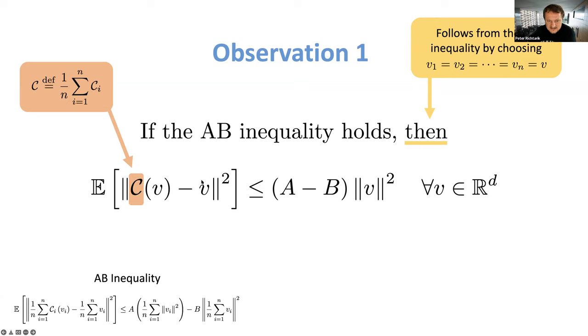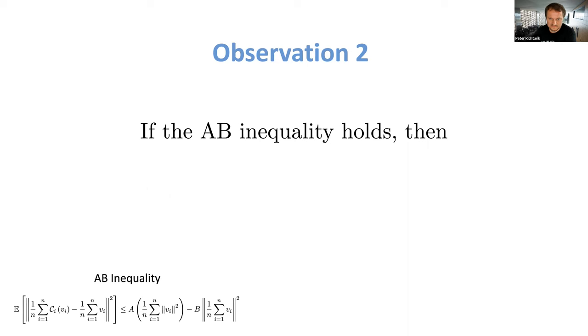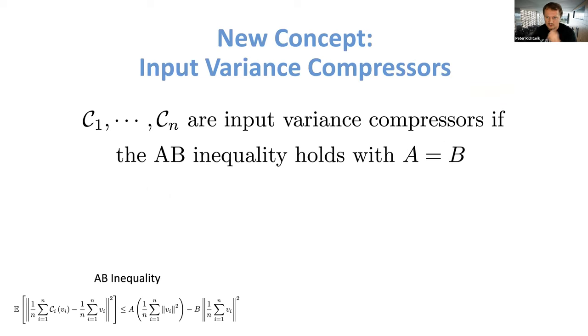And we get exactly zero variance when trying to estimate the average of identical vectors. But of course, when we run the algorithm, we're not going to be averaging identical vectors. These vectors would be different. But still, this is really the formalism behind the example with the permutation compressor. Okay, so because of this, we propose this notion of an input variance compressor.